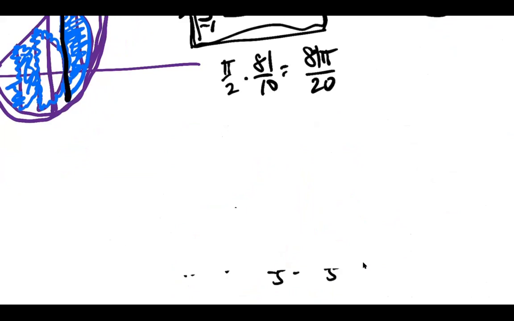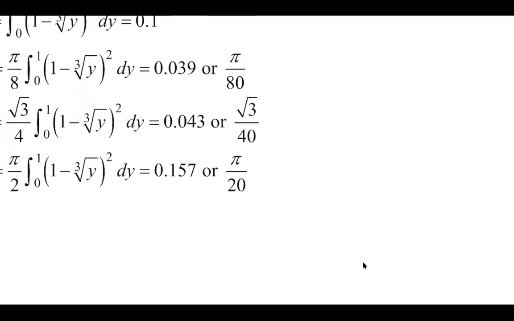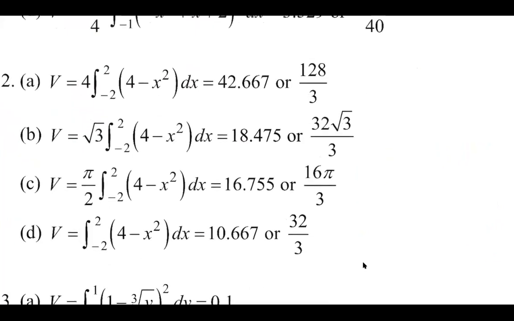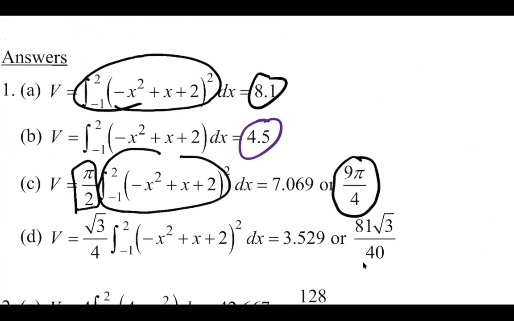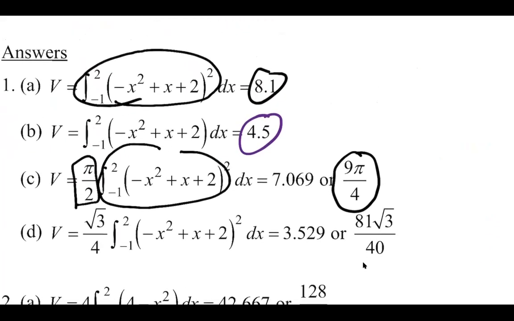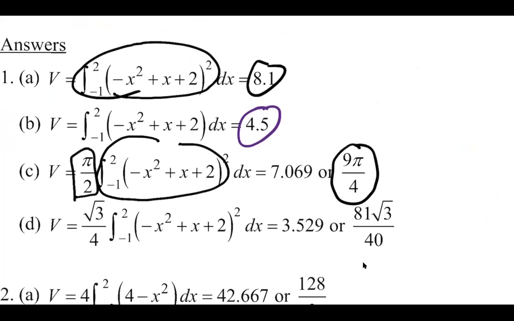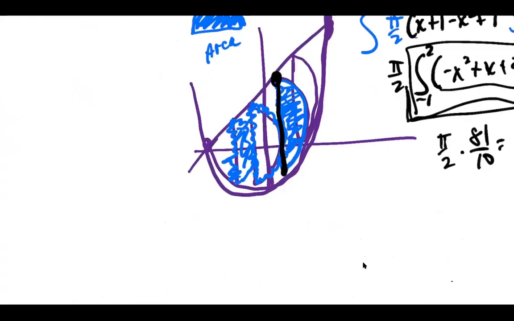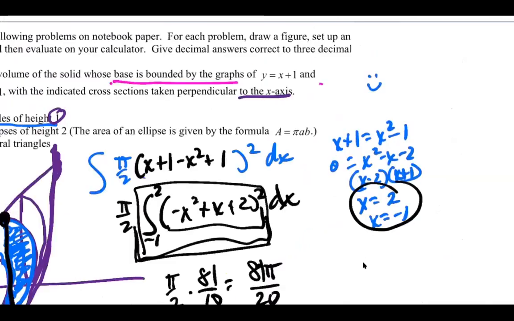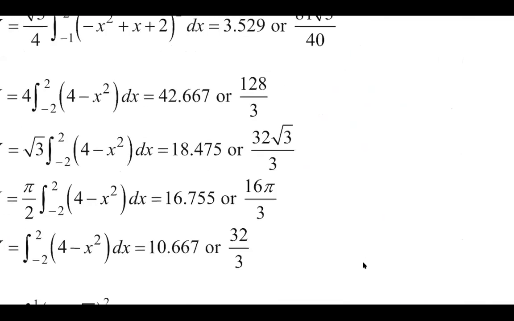Let's see, 81 pi over 20. All right, I'm getting 12.723 when I do this. So maybe C is wrong. Let's work it all the way out and see what we get. All right, so you can see our setup here.